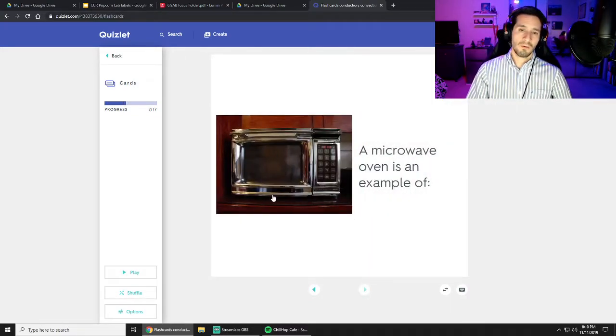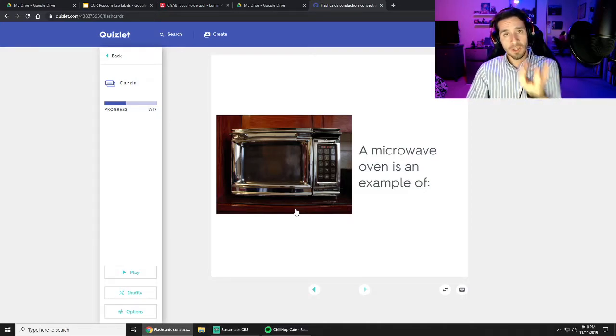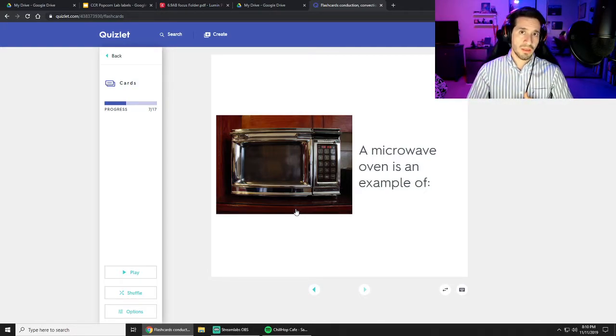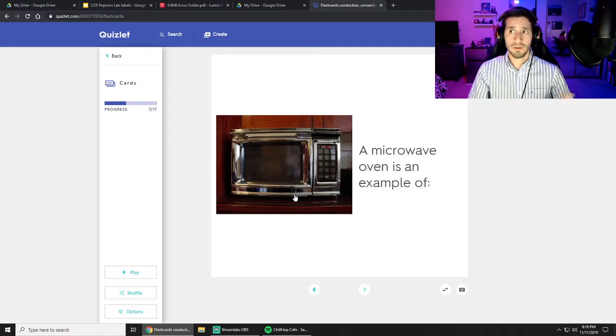Next one will be a microwave. We did this today in the Popcorn Lab. A microwave oven is an example of radiation as well. They're not touching anything. They're just sending all those microwaves through the food, and they're making all those molecules inside of the microwave vibrate. And remember, the more motion the molecules have, the more thermal energy they have. That's the reason why when you're freezing and you're frozen, you don't move. Things that are frozen just stop.